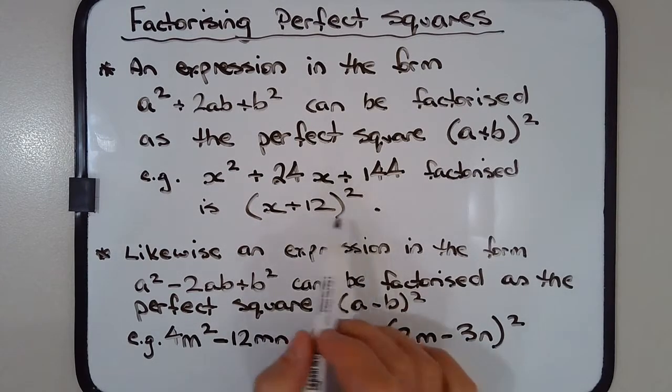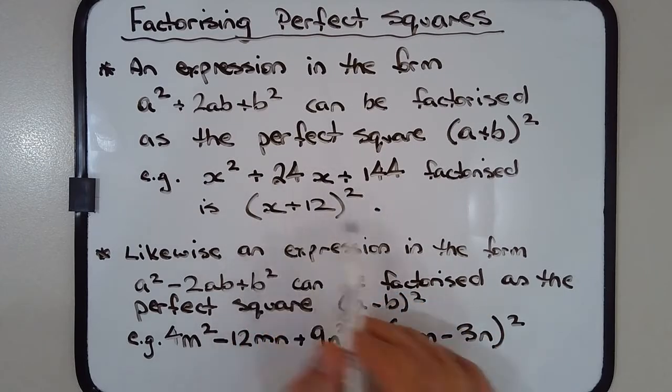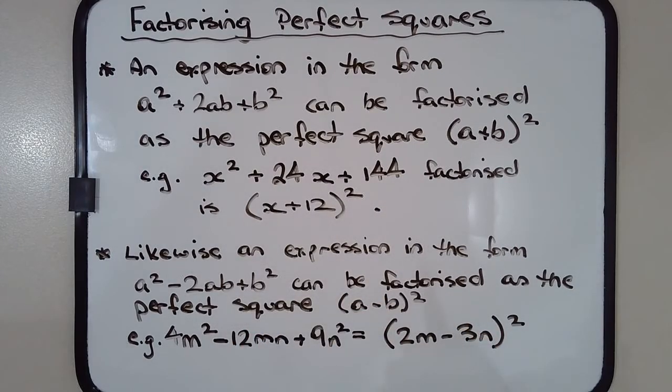In other words, the factors of x squared plus 24x plus 144 are x plus 12 and x plus 12. In fact, there are two factors that are identical. Likewise, an expression in the form a squared minus 2ab plus b squared can be factorized as the perfect square, a minus b all squared.